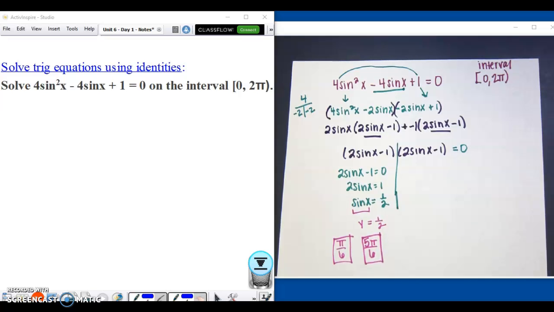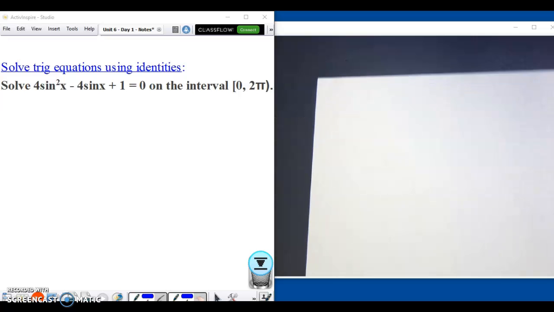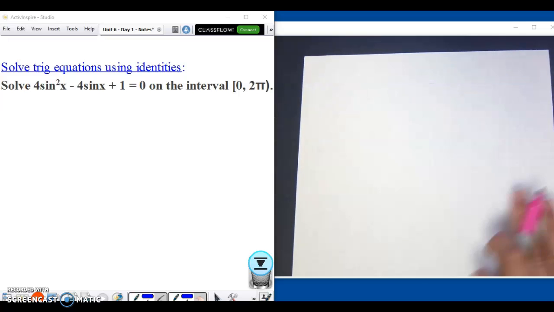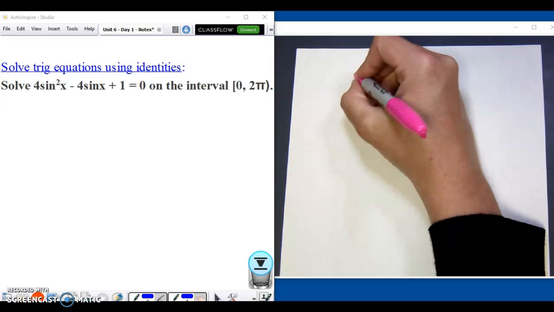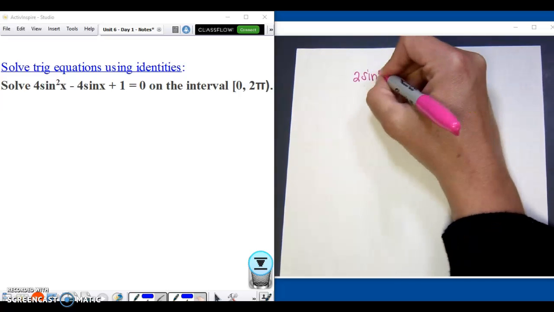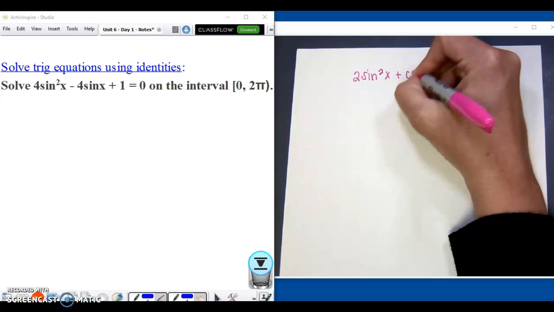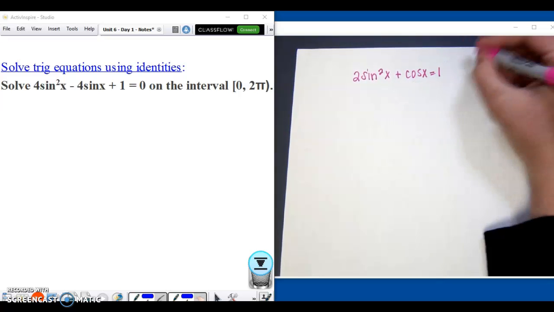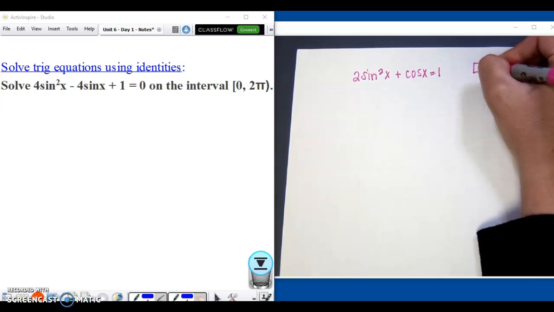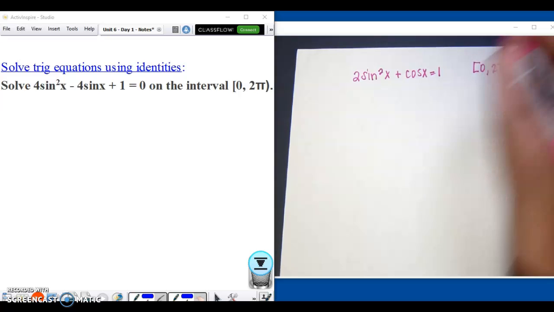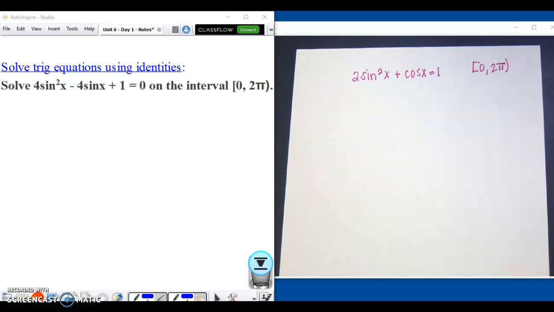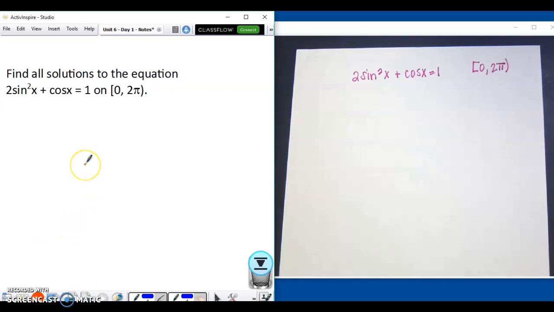Okay, so looking at the next one, the last one, it's very similar. For this one, we're solving it as well. So the goal is to find the answers on the unit circle that would give you the x value that works. The difference between this problem and the last problem is that it doesn't have the same trig function. If you do not have the same trig function, then you can't factor.